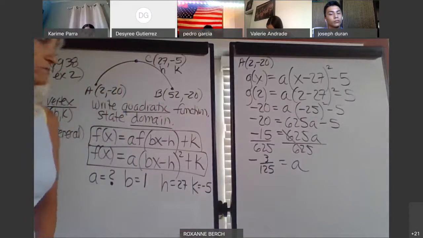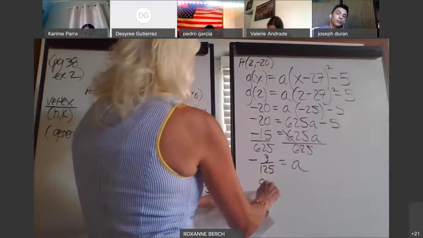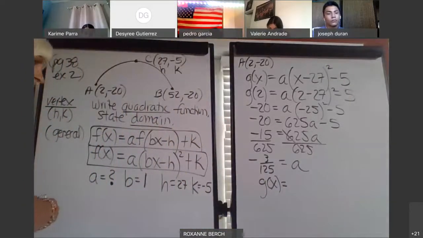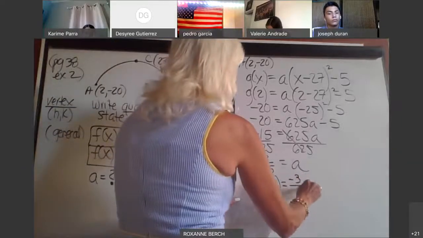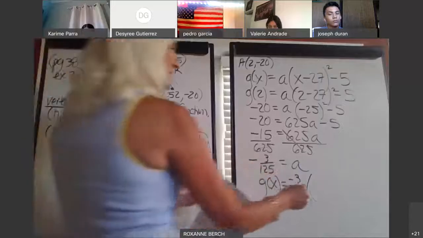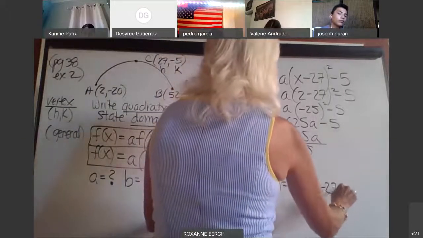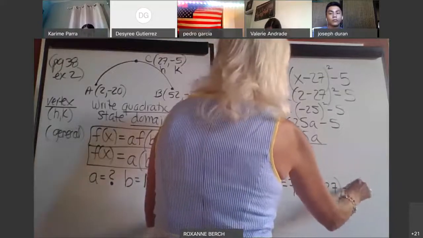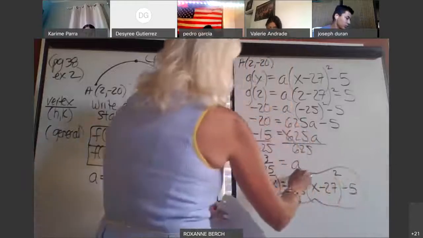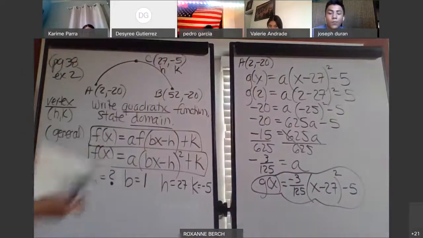And now we can write the function. So the function that represents this bridge problem is A times B, which is 1, times X minus H, plus K. And I promise you, if you put that in the calculator, you will get this graph.